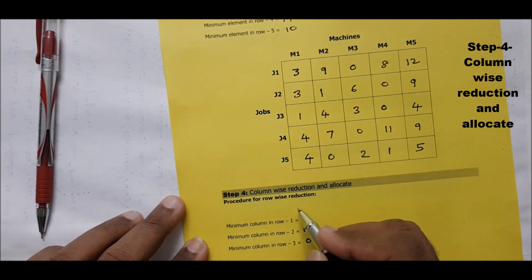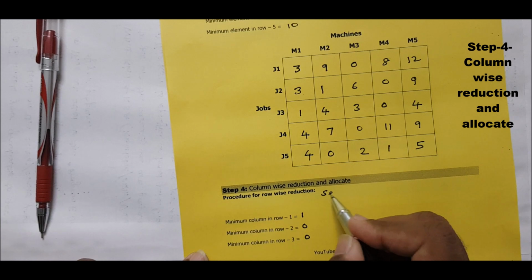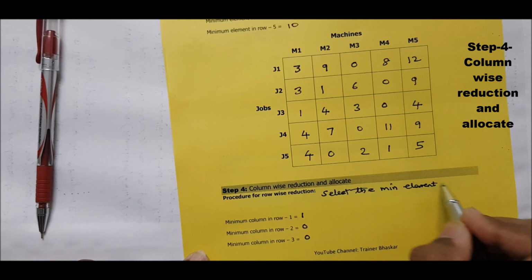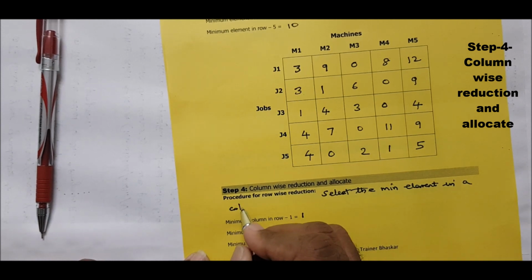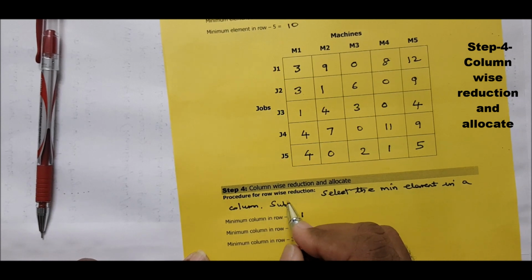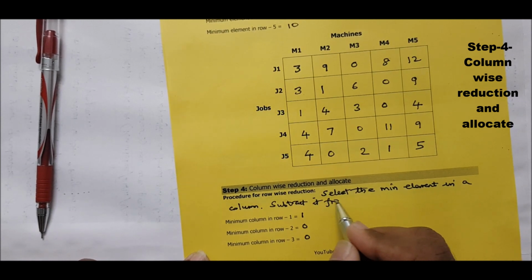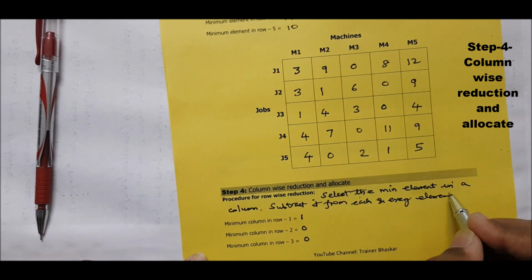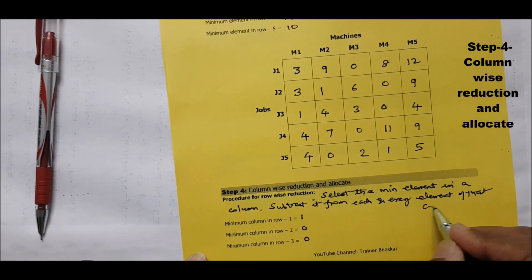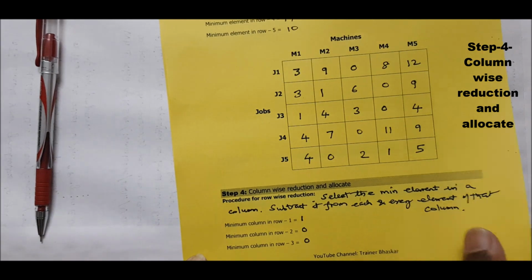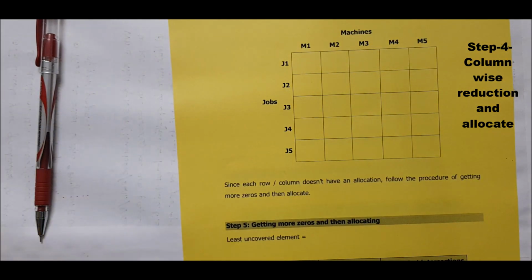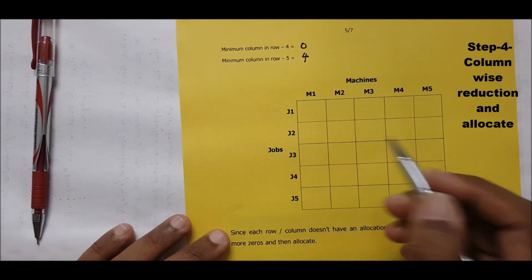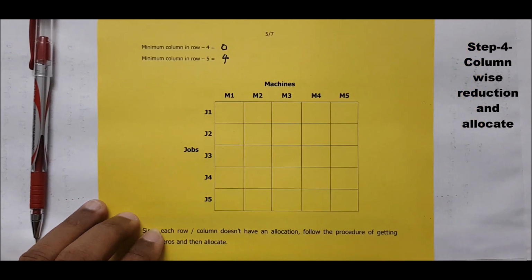What you are supposed to do? Select the minimum element in a column. Subtract it from each and every element of that column. That is what I explained. Now, let us do it. When we do it, what do we get? We will get these particular values.